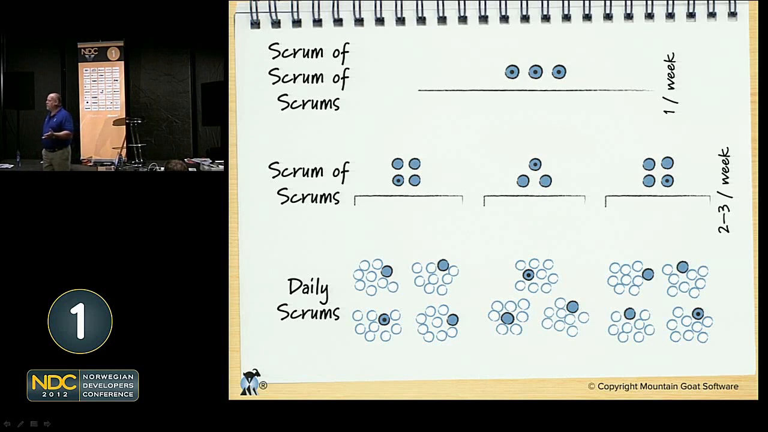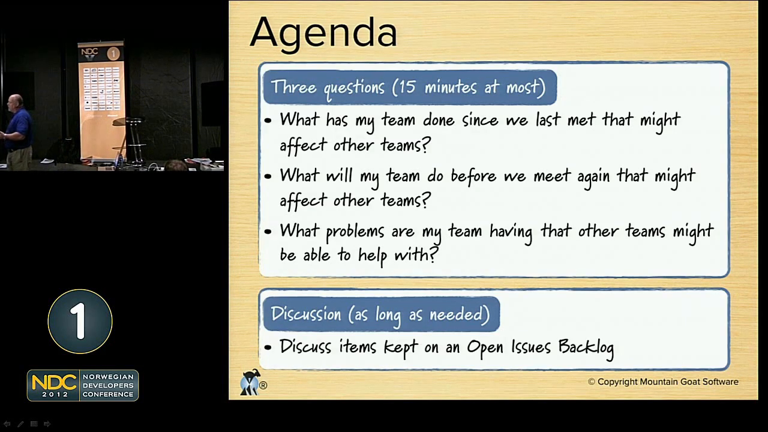Who goes and what do they do? Here we go. The agenda for this meeting, we start out with 3 questions. What has your team done since we last met that might affect others? What will your team do before we meet again that might affect other teams? And what's your team having problems with that others might be able to help with? We start out with 3 questions like that just to get the discussion going. If you're familiar with the daily Scrum, you'll recognize those questions. Those questions were meant to be covered as quickly as possible. Get done with that part of the meeting in 5 minutes.